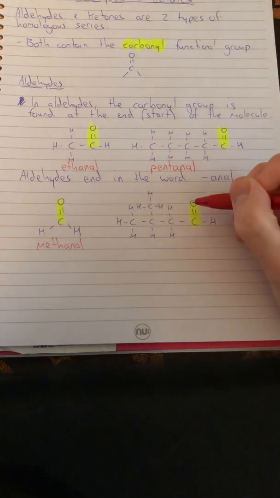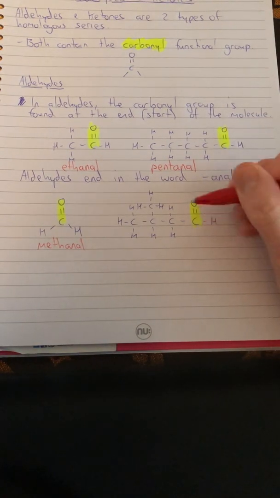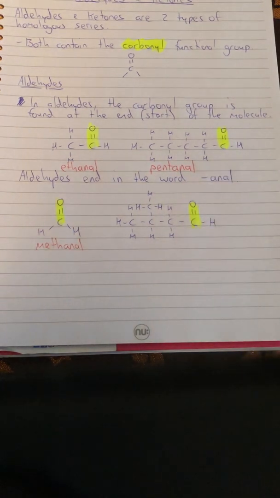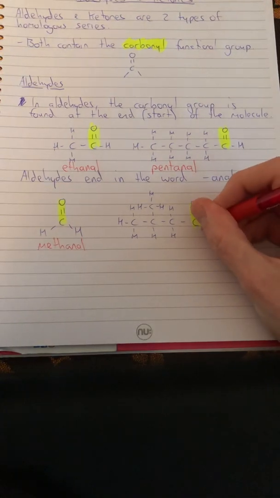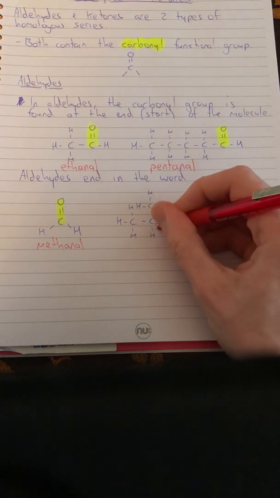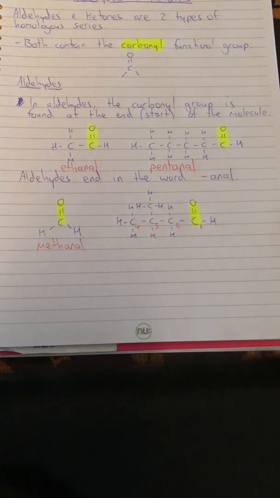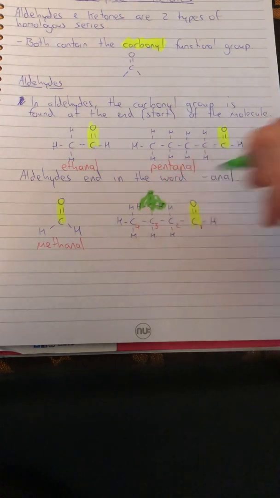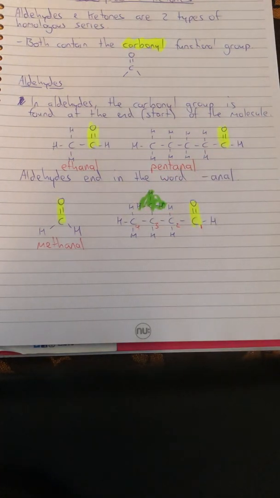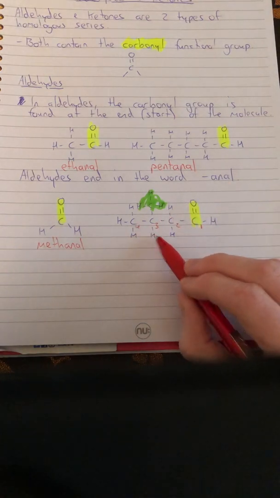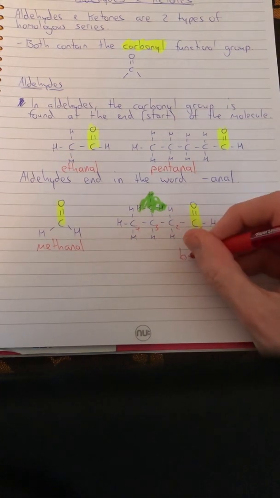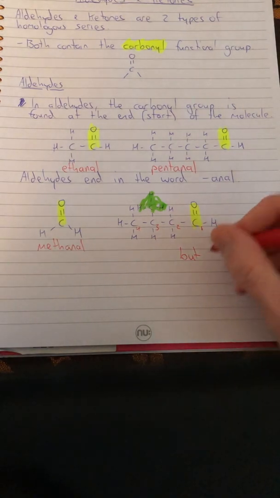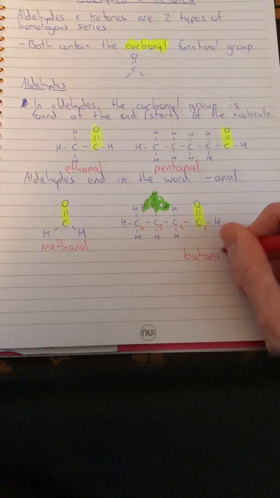Okay, so the carbonyl group is at the end, so we know this is an aldehyde, and then again we start from the side closest to the functional group. So that's carbon 1, that's carbon 2, that's carbon 3, and that is carbon 4. Okay, so on carbon 3 we have a methyl branch. So if we name the longest chain first, that's 4, so that's but-, and because it's an aldehyde, this would be butanal.